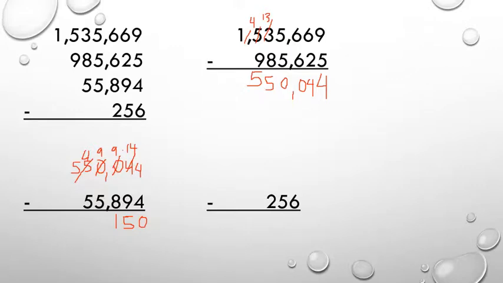9 minus 8 is 1. 9 minus 5 is 4. Okay, 4 minus 5 is not possible, so you borrow here. It becomes 4. So 14 minus 5 is 9. This is 4. So the answer is 494,000. So we still have another one.